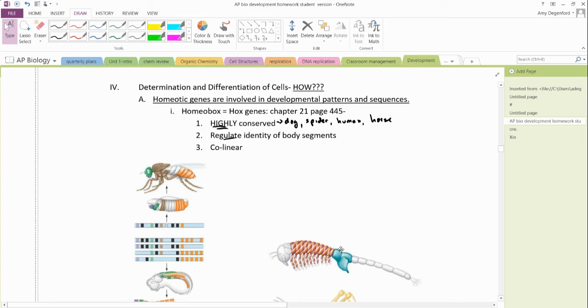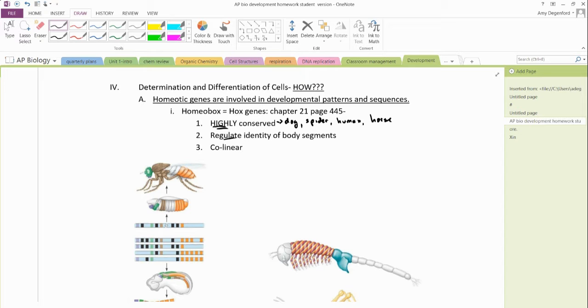Well, good morning. This is Ms. Dagenford. We're going to be looking at and continuing our discussion on embryonic development. We've already been looking at how the embryo develops and what the major stages are, but now we want to look at how the areas of the embryo are signaled and determined and differentiate. And the first thing we're going to look at are homeotic genes.